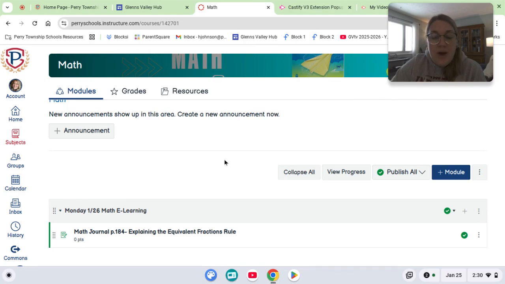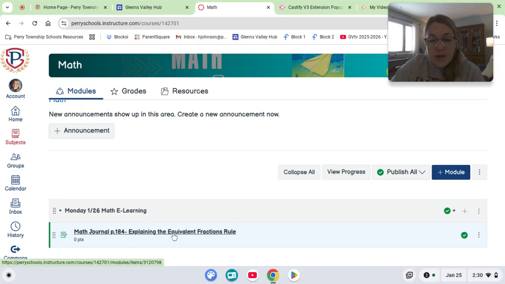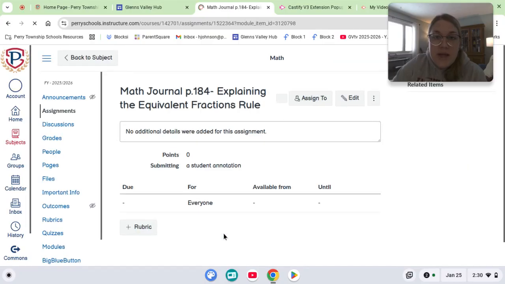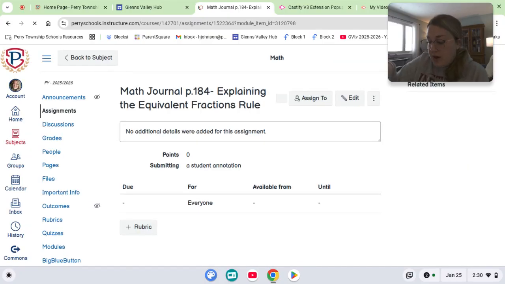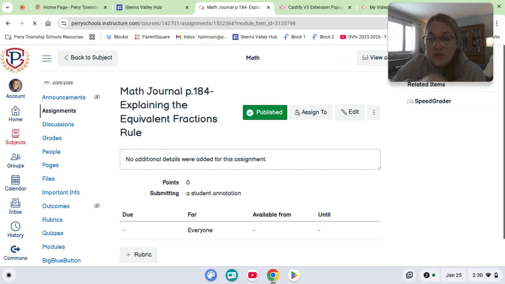If you guys want to go ahead and open up your math journal, page 184, explaining the equivalent fractions rule, and we will go through a couple together, and then whatever we don't do together, you're going to do on your own, and then once your math journal is finished, you will hit submit, and that'll be your assignment.